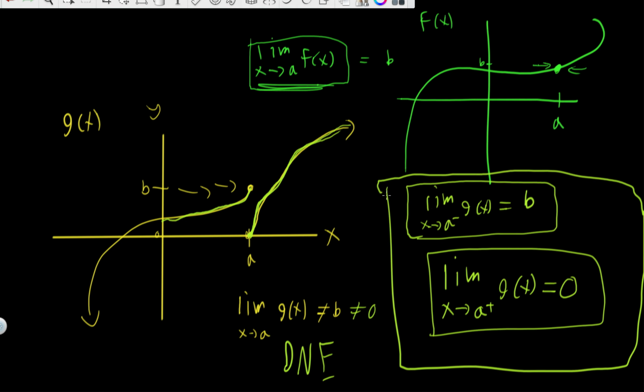You can define the limit to just be from the left or the limit to just be from the right. And if they're equal, then you can just say the limit as x goes to a has that same value. If they're not equal, you can only define the limits by themselves.